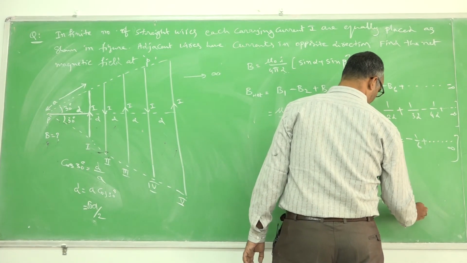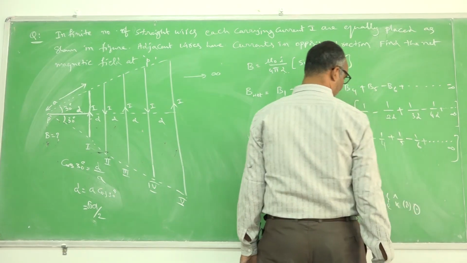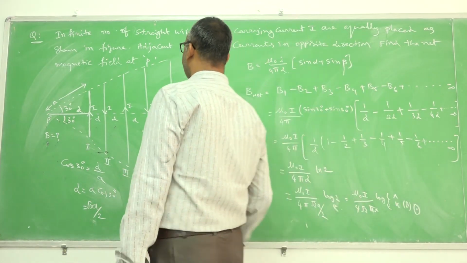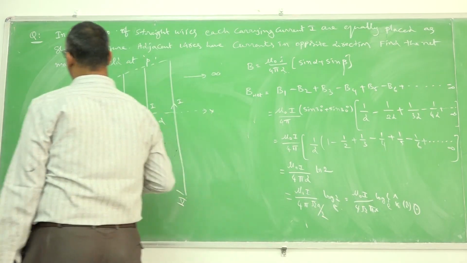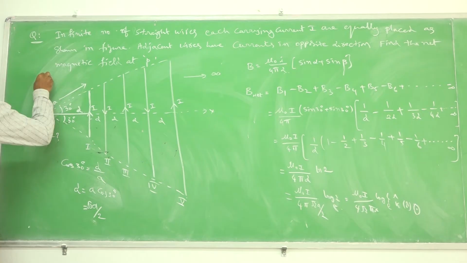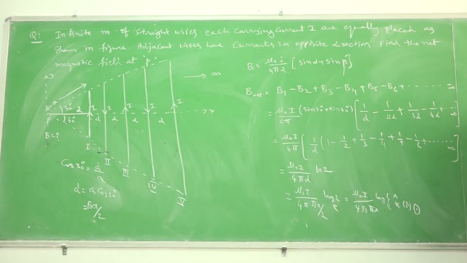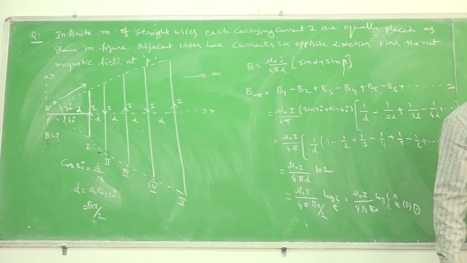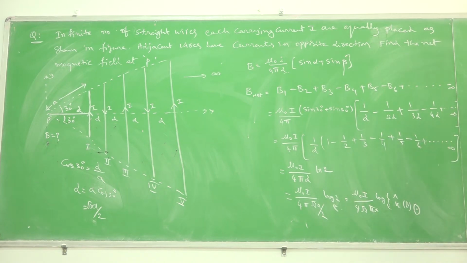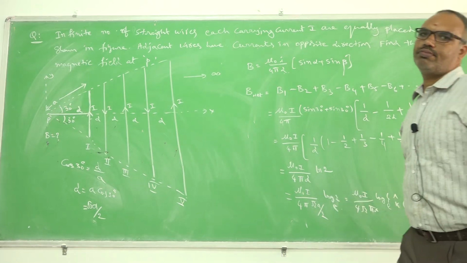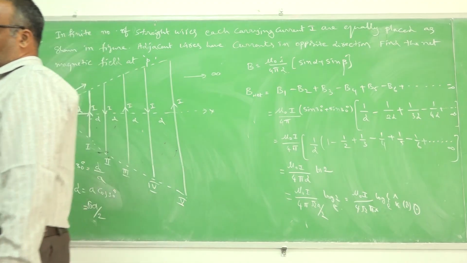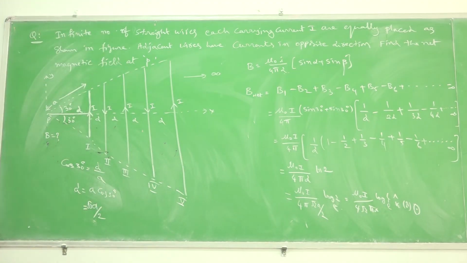Or simply like this. If I consider this as x axis, this as y axis, magnetic field is along z axis. Along z axis unit vector is k cap, or you can say field is out of the paper. It is a simple solution for this question. But you should know the expansion. This is the expansion of log 2. From your mathematics, you will have that idea.